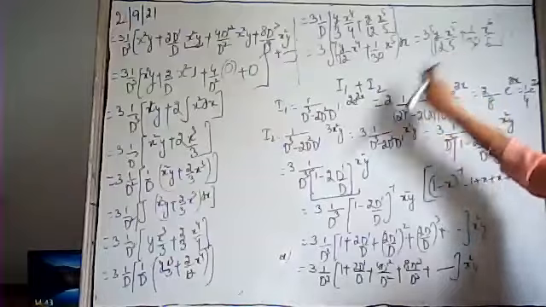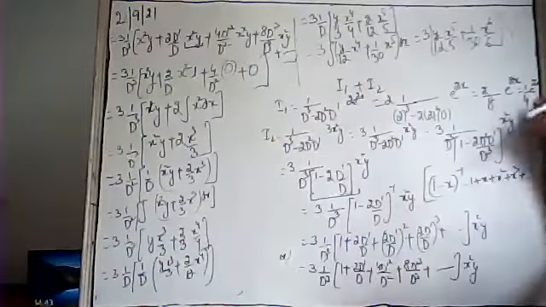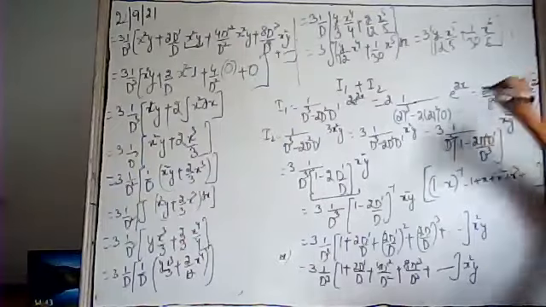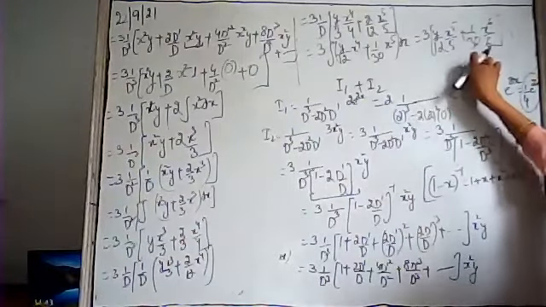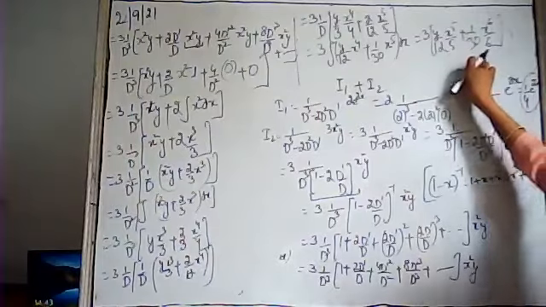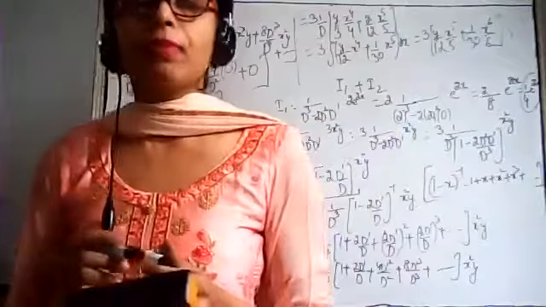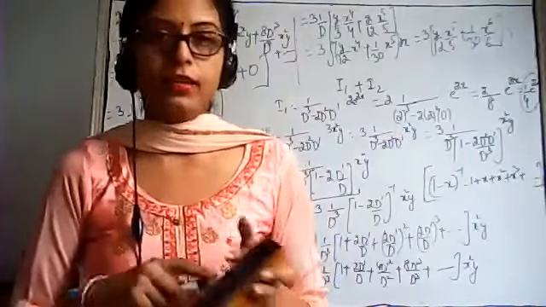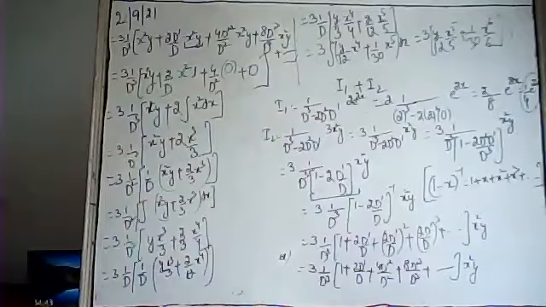After that, substitute the value of I1 and I2 in equation number 1. I1 was 1 upon 4 e raised to the power 2x, and I2 is this. Add these two terms, you will get particular integral, and at the end, you have to find the complete solution, and complete solution will be complementary function plus particular integral. Just add all the three terms, you will get the required solution.